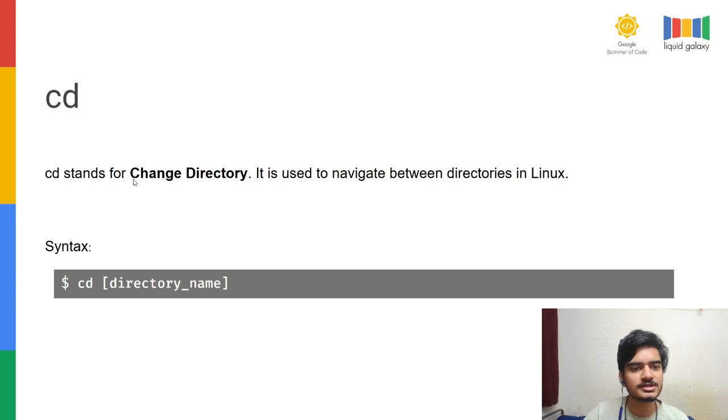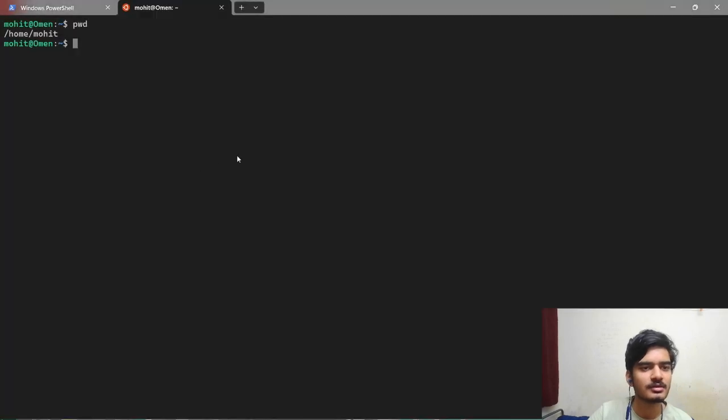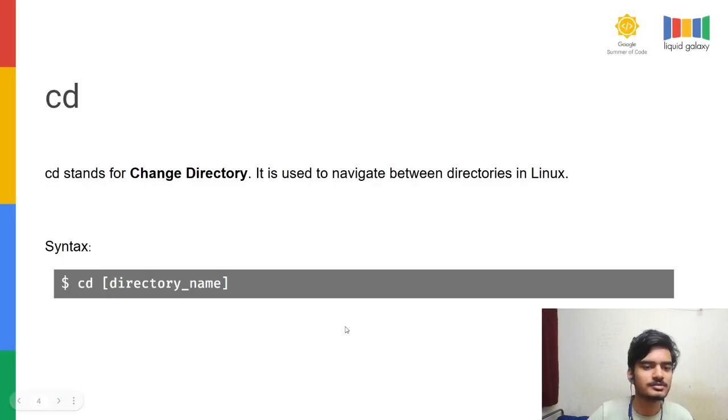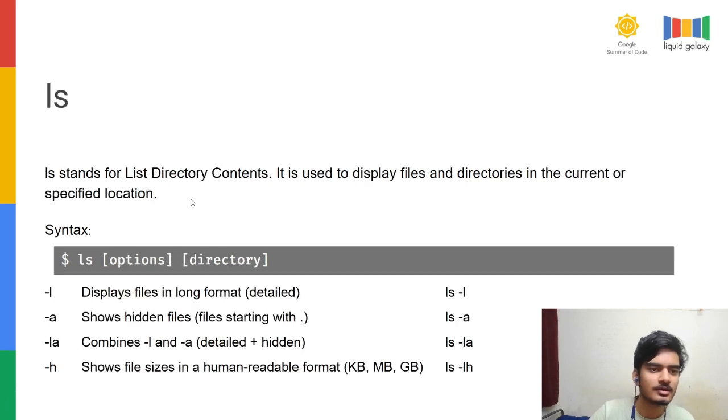The next command is CD. CD stands for change directory. It is used to navigate between different directories in Linux. When I write cd and the first directory, it takes me to this directory. And when I write PWD, it shows that I am in this directory. This is the syntax of CD.